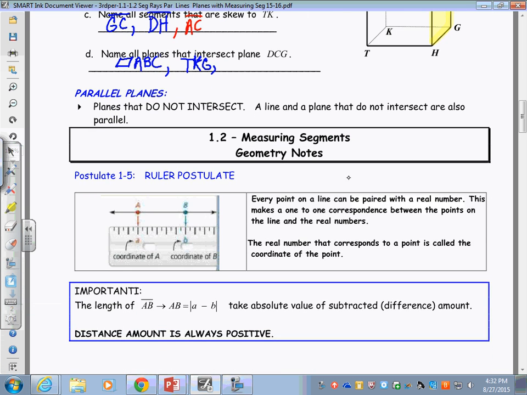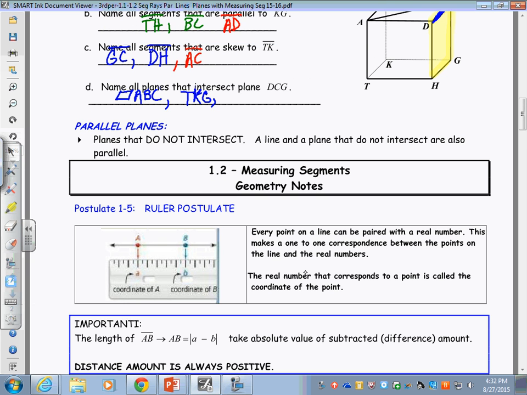Now, the next section we're about to get into is measuring segments, the 1.2. Oh, I forgot, parallel lines, or parallel planes. Well, if you know parallel lines, lines do not intersect, so it's just planes that do not intersect. So that was pretty simple.